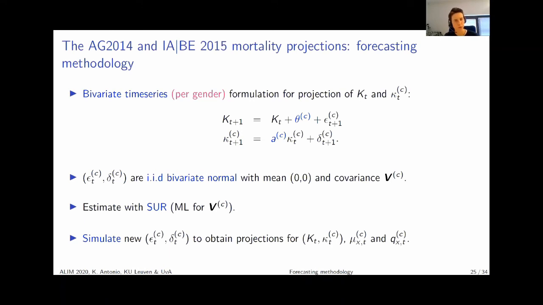What if we want to use this model for forecasting? Then we're going to generate new noise terms from a bivariate normal distribution. We can plug these simulated noise terms in here. We can use the last observed KT and the last calibrated kappa T, and the estimated parameters for the theta and for the A, and use those to generate new scenarios. Once we have the scenarios for the time-specific parameters, we can combine them with the age-specific parameters that we calibrated and put the whole model together to get scenarios for the future force of mortality and the future mortality rates.